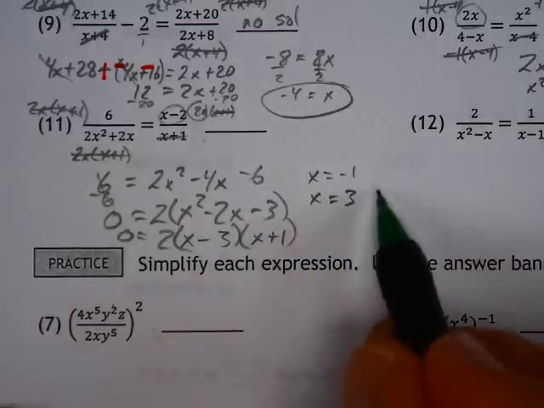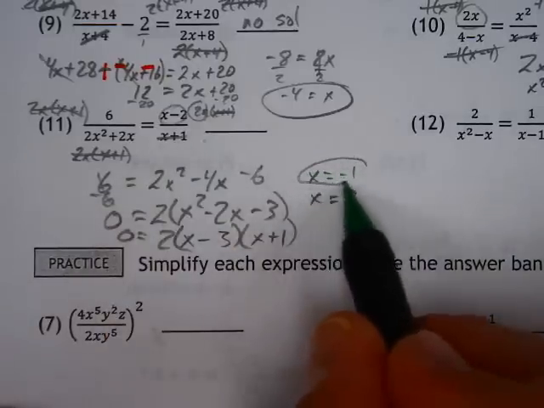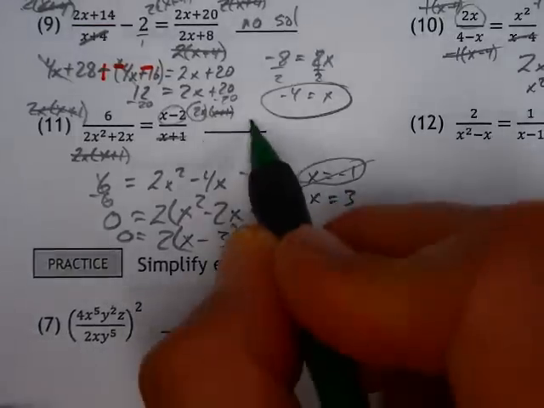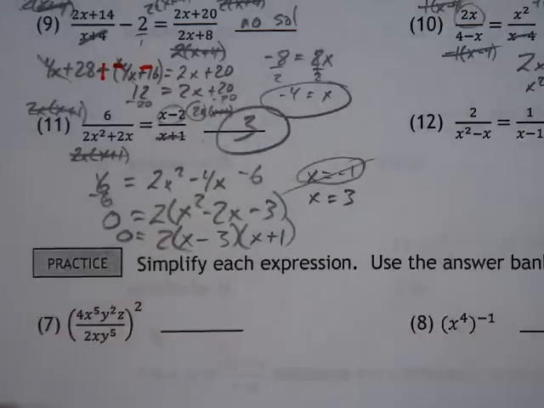If you go back to the original problem and plug in negative 1, you have an issue there. You have 0 in the denominator of a fraction. That is an extraneous solution. So my solution here is 3, and that's the only solution that I have for that one.